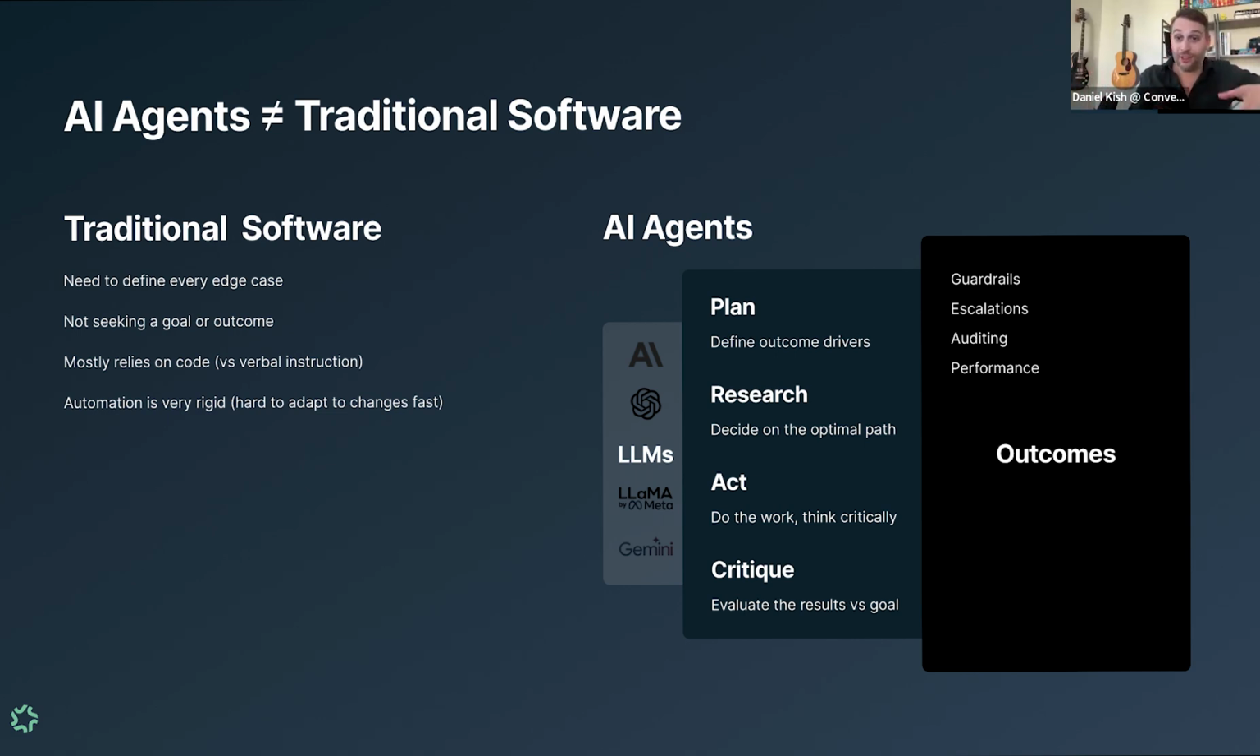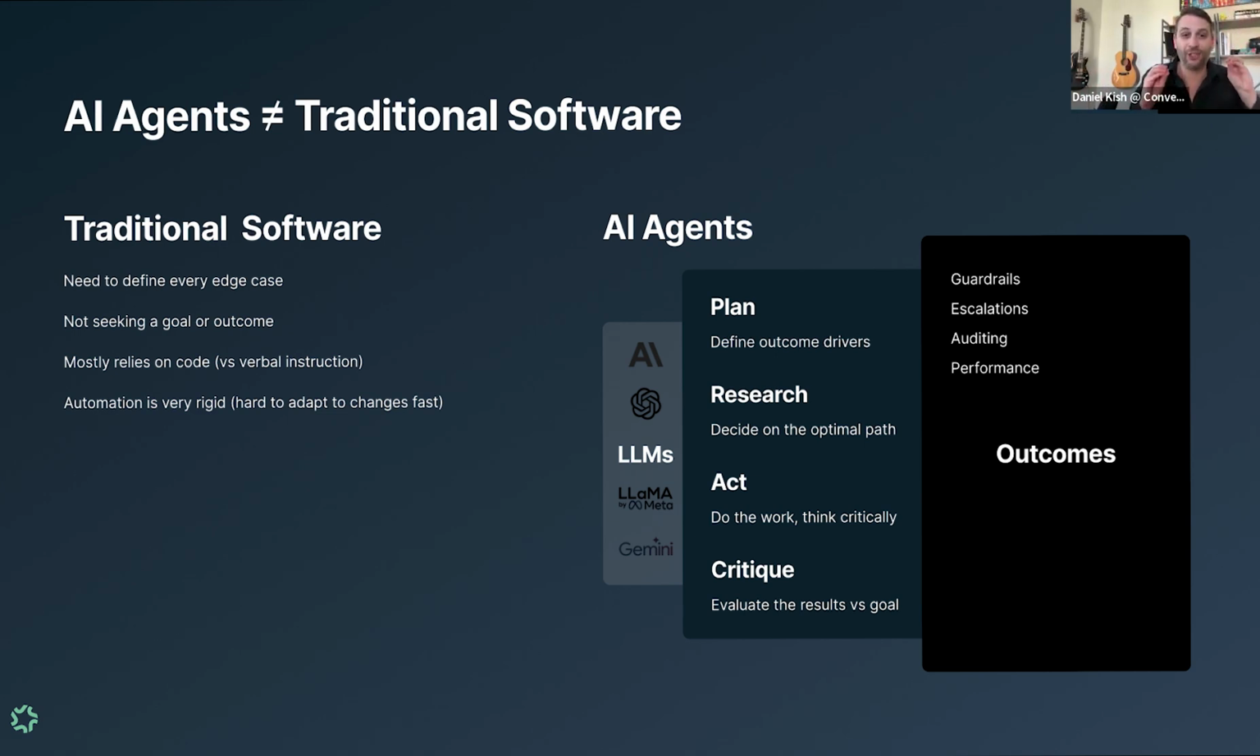AI agents look like the beginnings of the LLMs that we're all starting to familiarize ourselves with, like ChatGPT and Claude, but they do a few things that are unique. We define them as four things in particular. They plan, they research, they act, and they critique. Some people use different words. They say, they don't critique, they learn. True. All of those things can be the same.